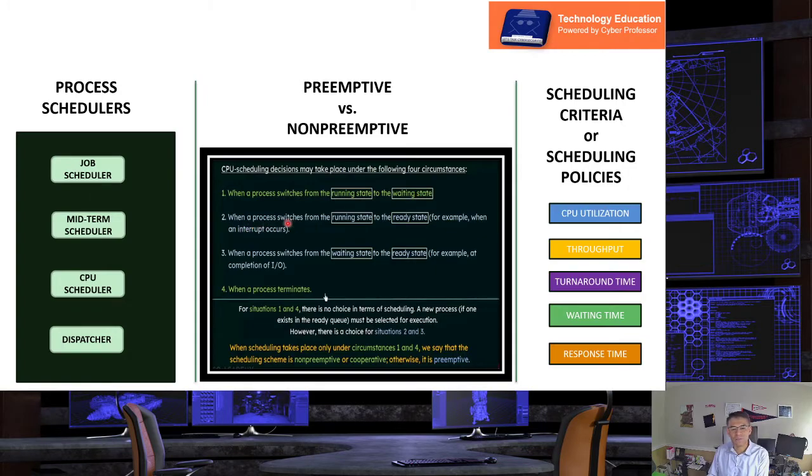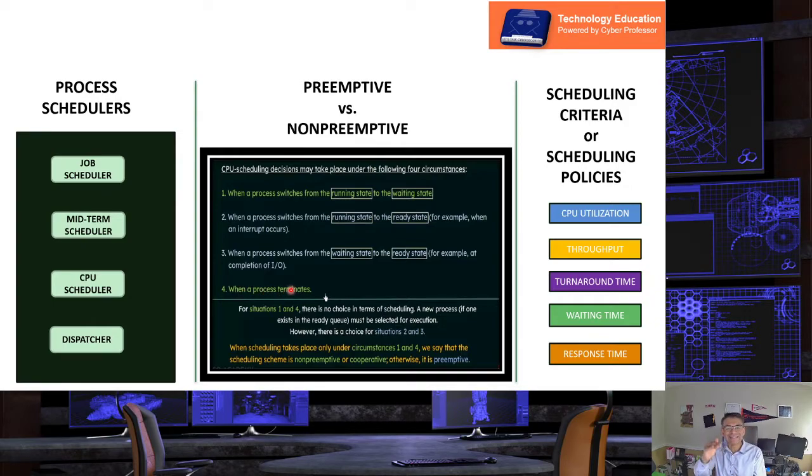Number 2, when a process switches from the running state to the ready state. For example, when an interrupt occurs, and we talked about interrupts being when a process is being interrupted because there is a higher priority process that is demanding the attention of the CPU, then my process that is a lower priority is interrupted by that call from the operating system. Number 3, when a process switches from the waiting state to the ready state, for example, at completion of input and output device steps. And finally, number 4, when a process terminates.